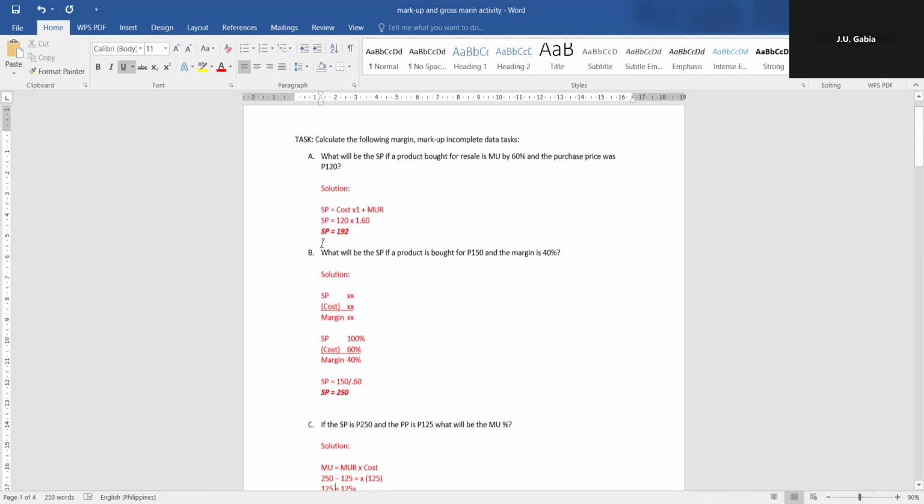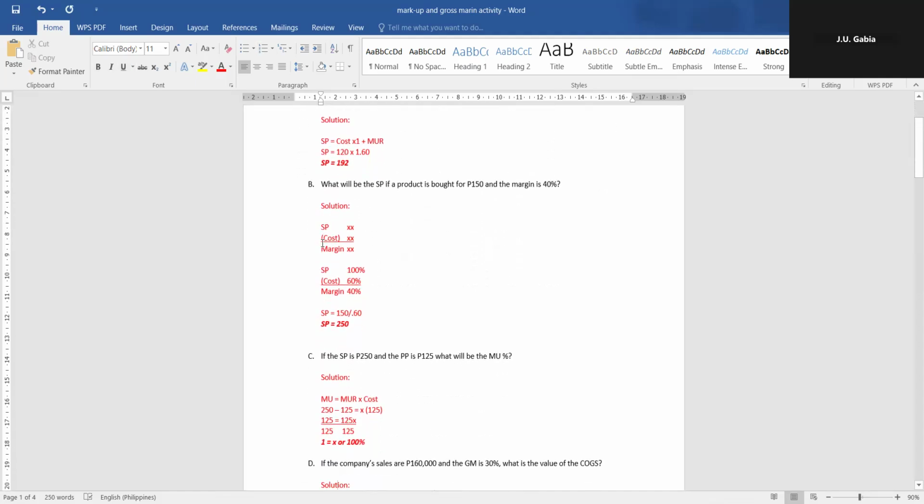250 is the answer. Letter C: if the selling price is 250 and the purchase price is 125, then what will be the markup rate? Now we are asked for the markup rate. For this one, I'll be using the long formula, which I have given you for the last weeks. We have here markup is equal to markup rate multiplied by the cost, and we are asked for the markup rate. So first we will substitute the numbers.